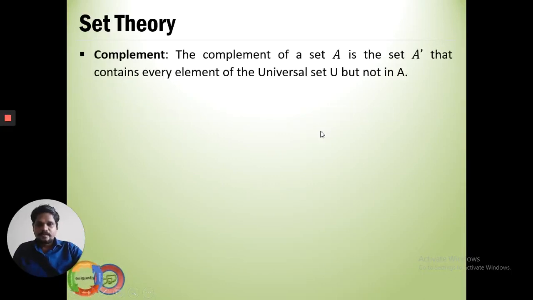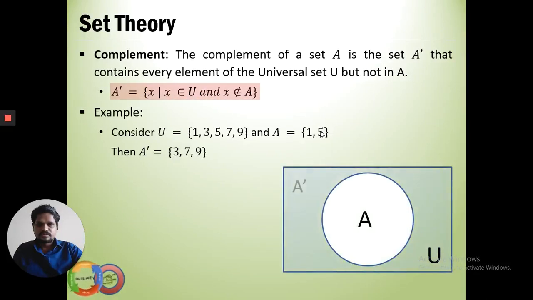Now complement. We can easily get it from the diagram. If A is a set, and we are talking about the universal set U, which contains all the elements, then the complement of A is everything except A. Here we can say you have the set 1, 3, 5, 7, 9, and A is 1, 5. So except 1 and 5, everything, so 3, 7, 9.